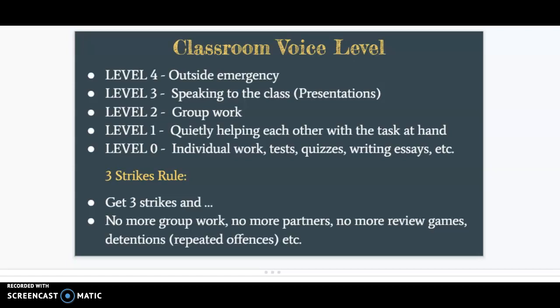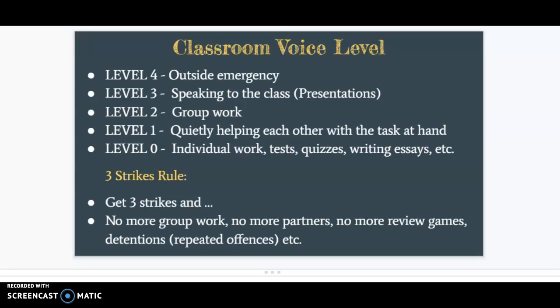Level 1 is quietly helping each other with the task at hand. That's elbow partner talk, elbow work. That's slightly above a whisper. And level 0, that's individual work, tests, quizzes, writing essays, etc. I will notify you when and where to use your level voices. Let me remind you, the level 4 is almost never used inside.